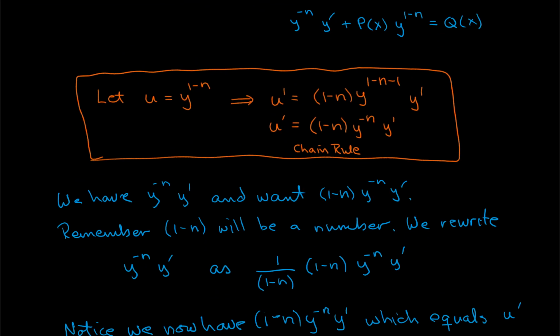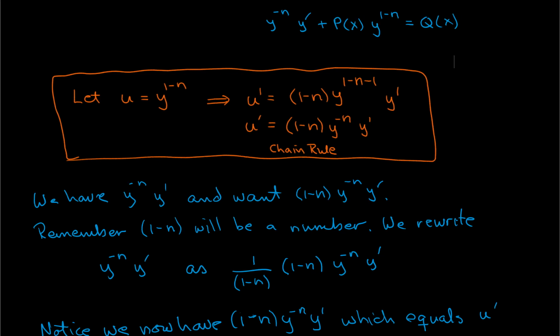In our particular situation, we have for our lead term, you can see it at the top of the screen, y to the negative n times y prime. However, if you'll notice, we really want to have this. We want to have 1 minus n, y to the negative n, y prime. Okay, so how are we going to adjust that? Well, it's not a horribly difficult thing to do because remember, n is going to be a number like 5 or 2. It's an exponent. And 1 minus that number is just going to be a number.